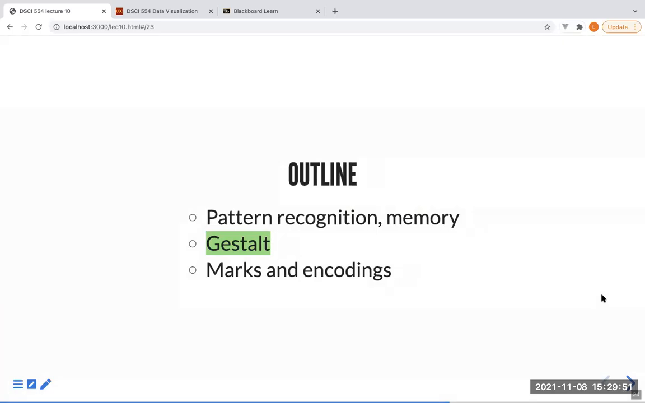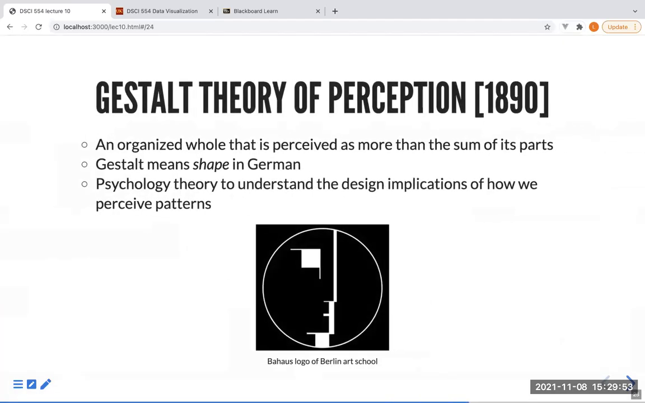Okay, the Gestalt. So these are principles that are coming from a school in Germany, that are principles of psychology that have been applied in a school of art. So this is the symbol. And what Gestalt means in German is shape.